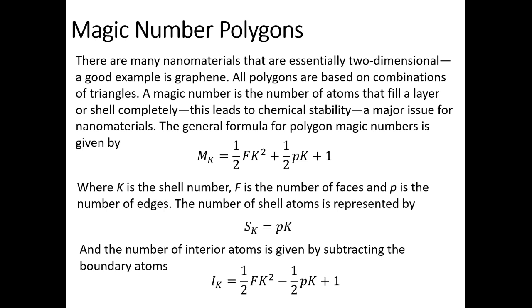All right, so this is the formula. F and P, and K we understand. K is the number of shells. F is the number of faces. P is the number of sides. So for one triangle, F equals 1 and P equals 3. Let's do that real quick. For the first level, K equals 1. So we have 1/2 times face 1 divided by 2 plus, you can work this out real quick on paper, and you should end up with 3.